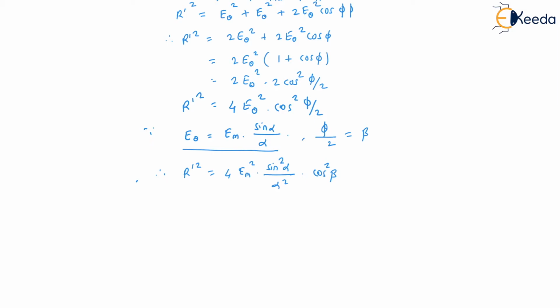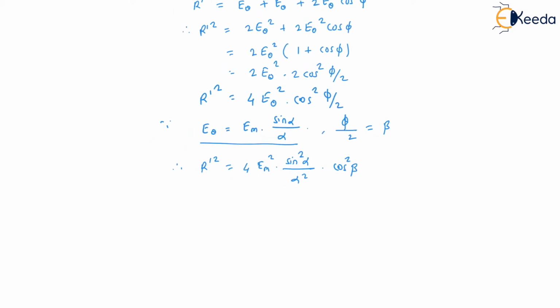So again, here we will write the equation as, therefore, this R dash square. See, R dash means it is a resultant amplitude, and a resultant amplitude square means it will be resultant intensity. So here we can write this as R dash square equal to I theta, that is resultant intensity, and this Em square will be Im, that is maximum intensity.